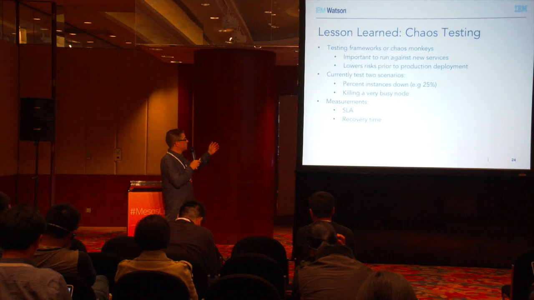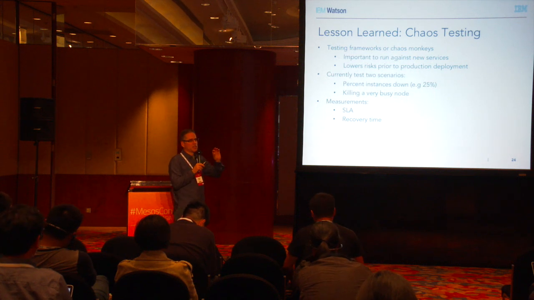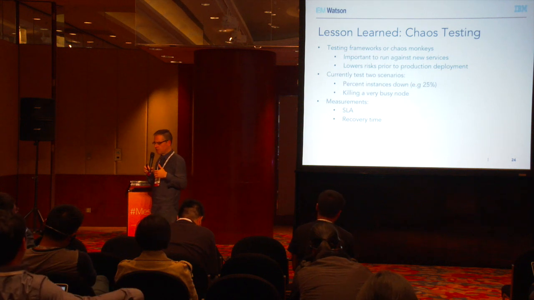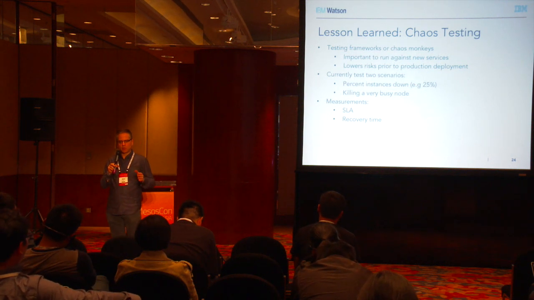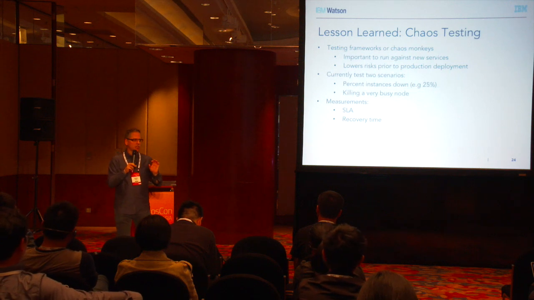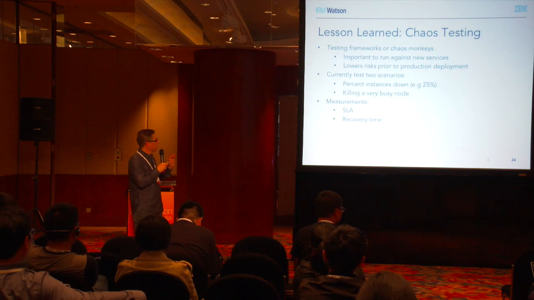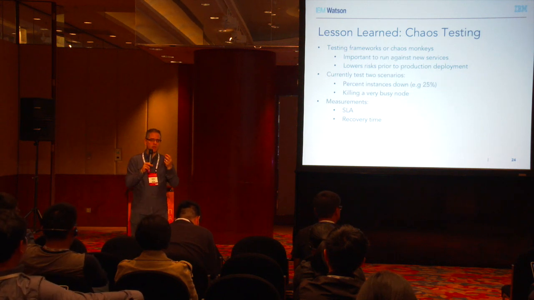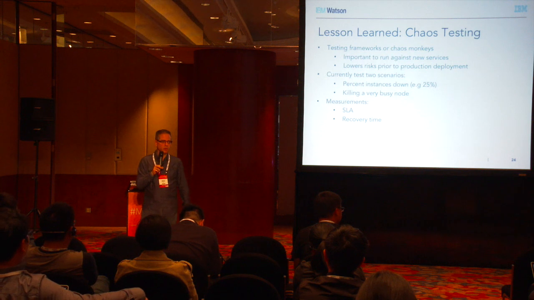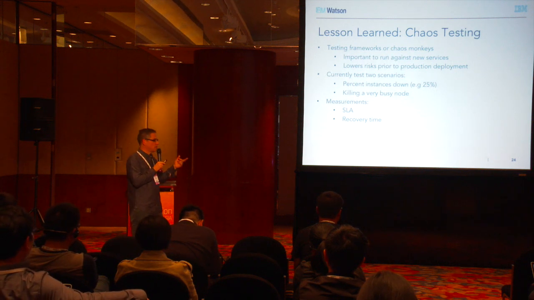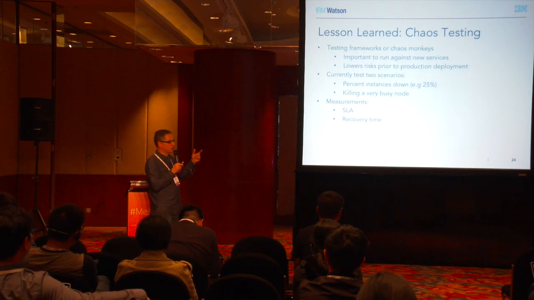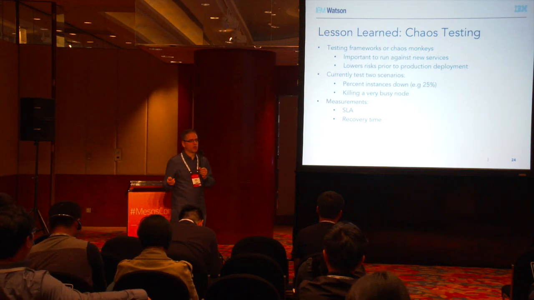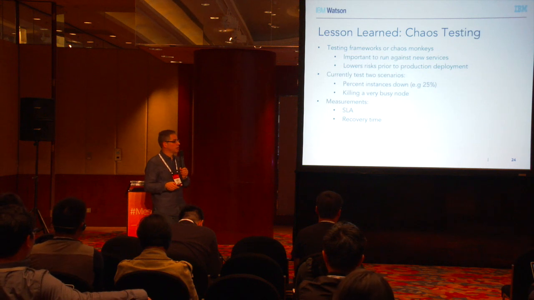A couple of scenarios that we're testing: we take down a percentage of the nodes. We load up the traffic in a pre-production environment, take out 25% of the nodes, and see how well it handles. Can it keep up its SLA, and what's its recovery time? Similarly, we'll see if we can take out a very busy node, as another test that we do. We've developed this into a Jenkins script, which each of our teams can now run for self-service. So this is something they can all do before they deploy into production.